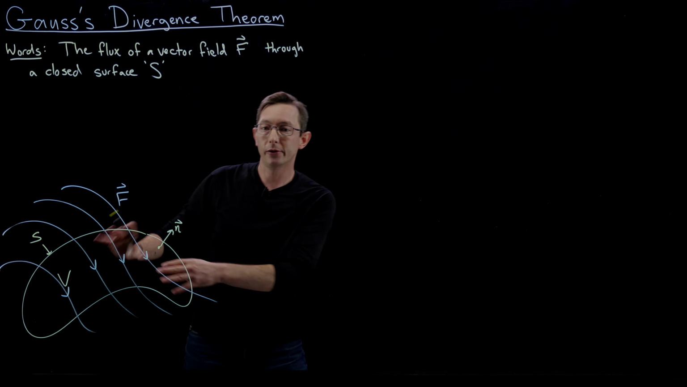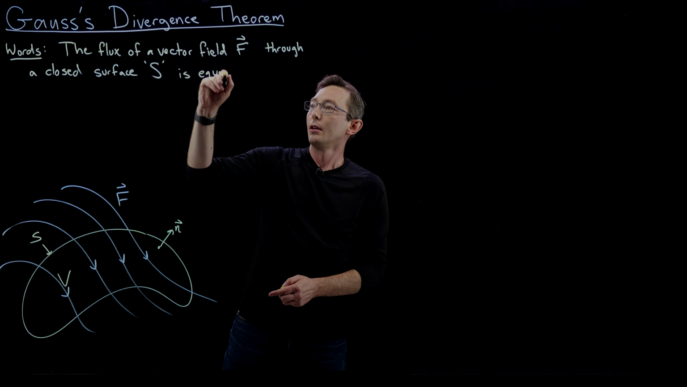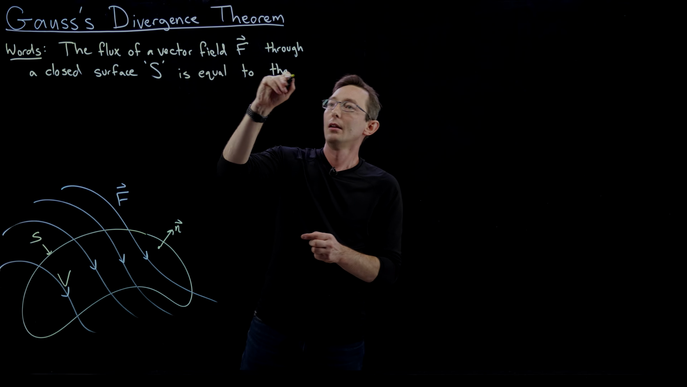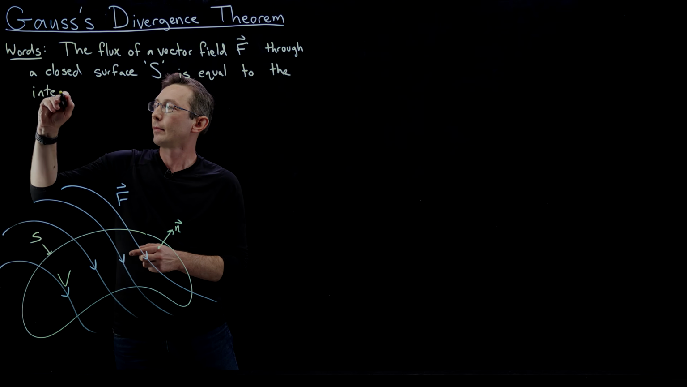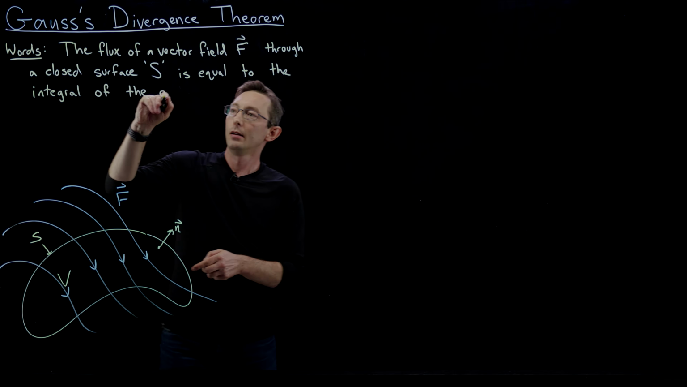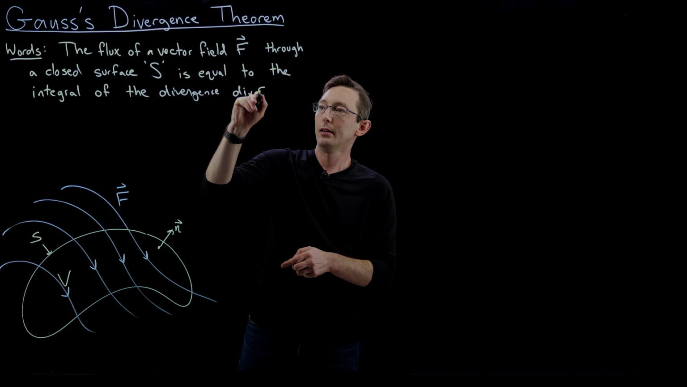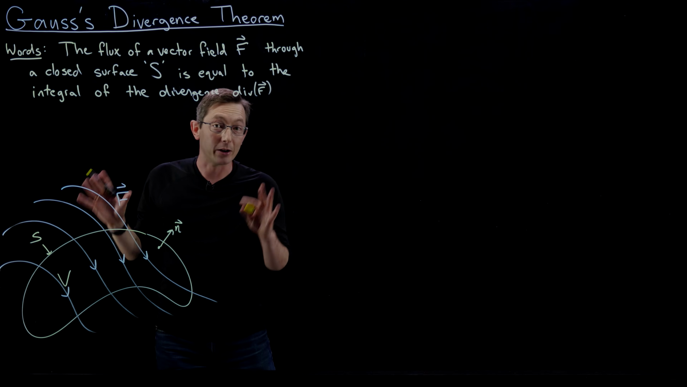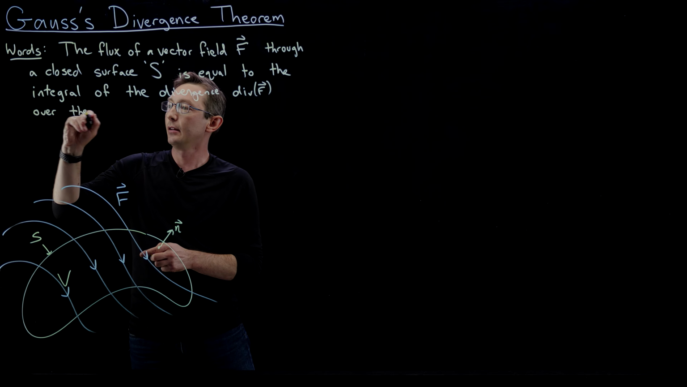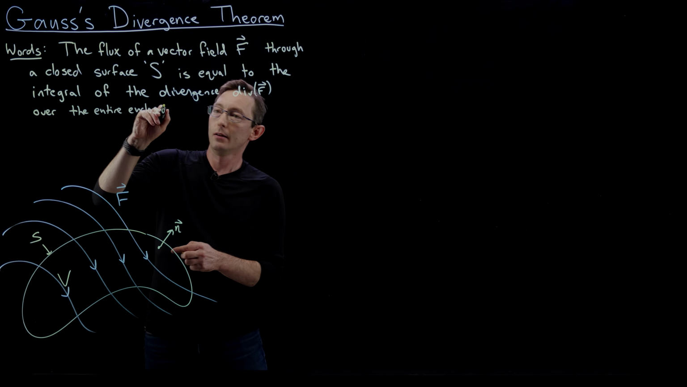So I'm going to say this again and write it. The flux of our vector field through the surface is equal to the integral of the divergence of our vector field, div F, over the entire enclosed volume V.